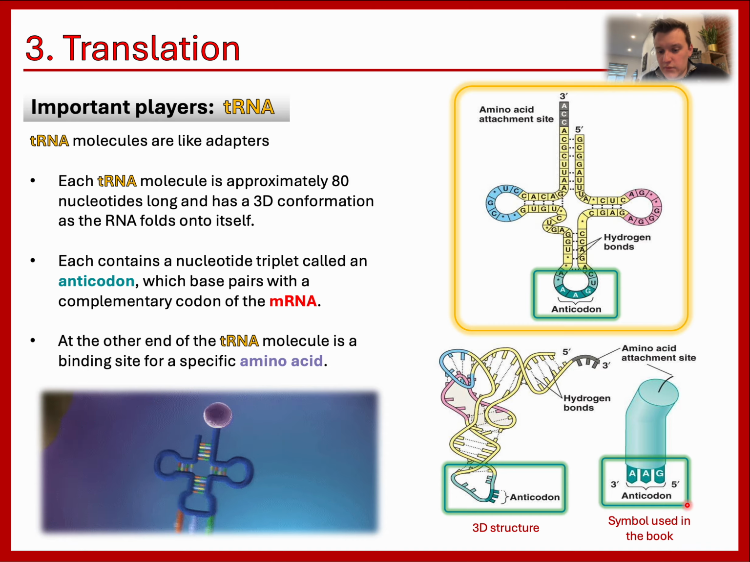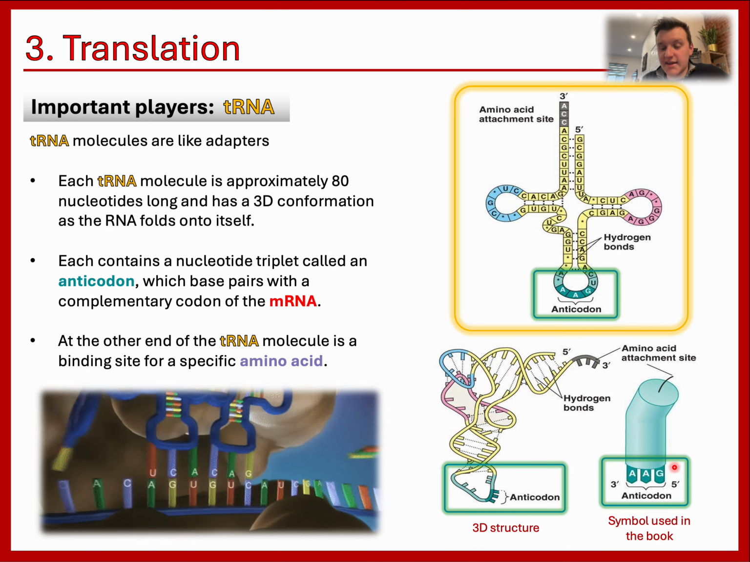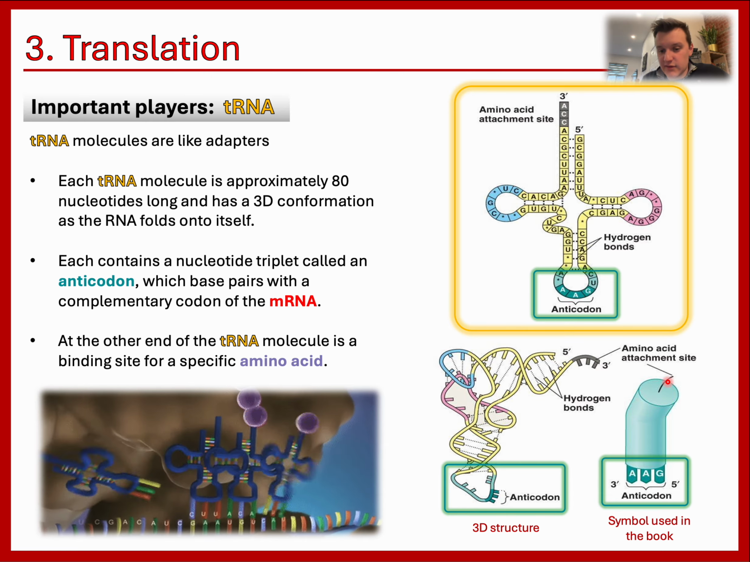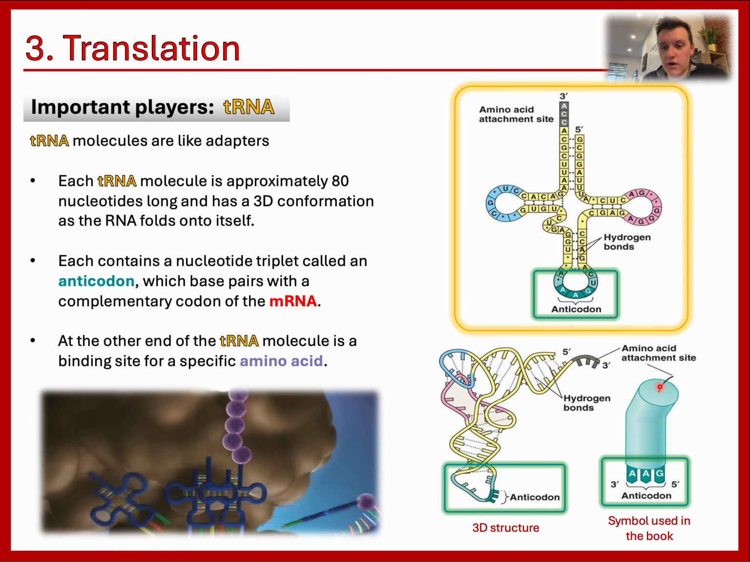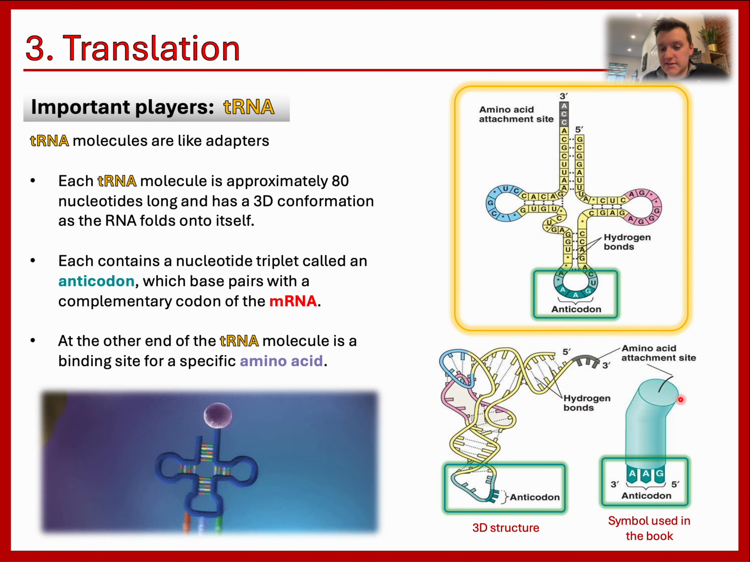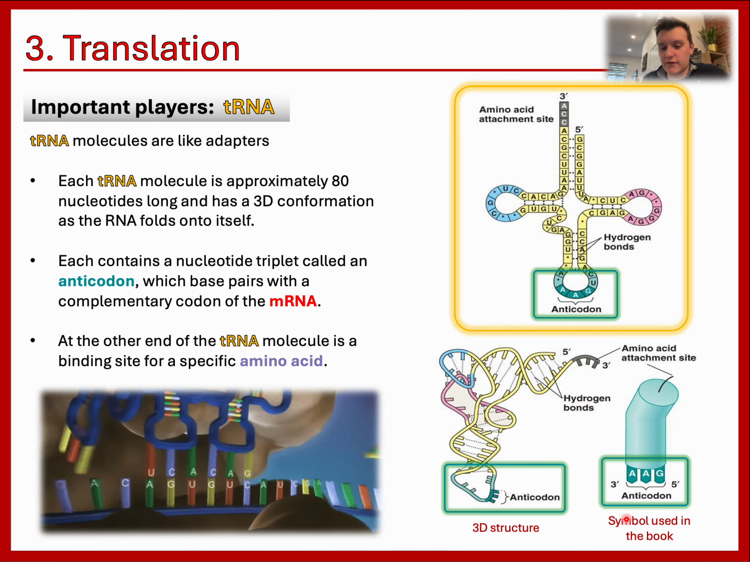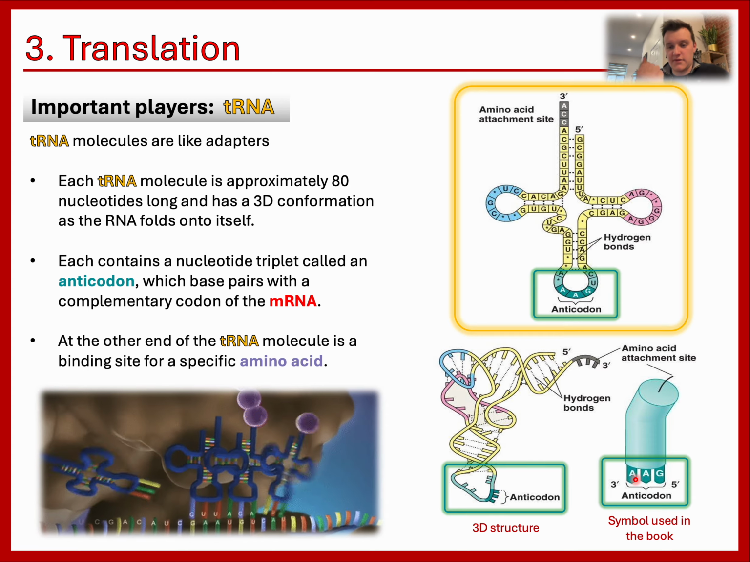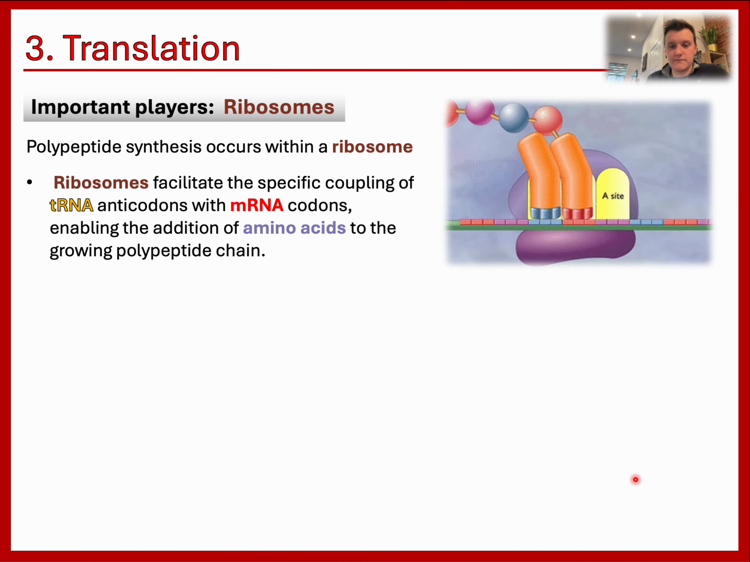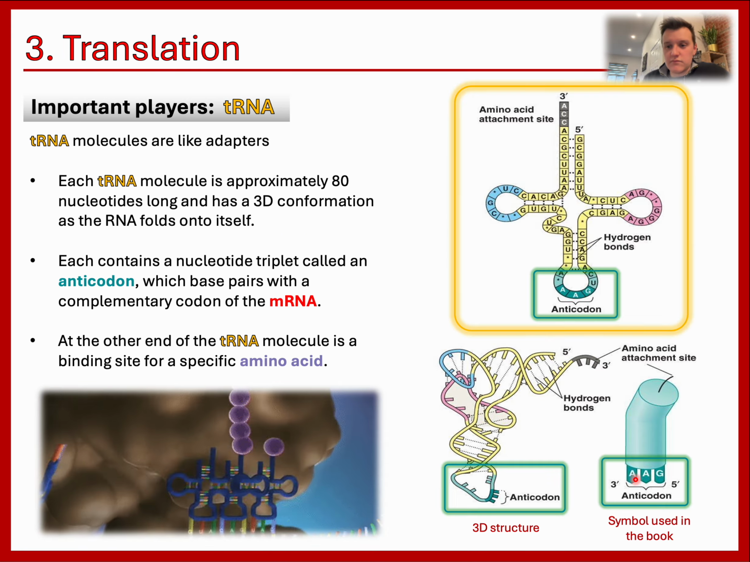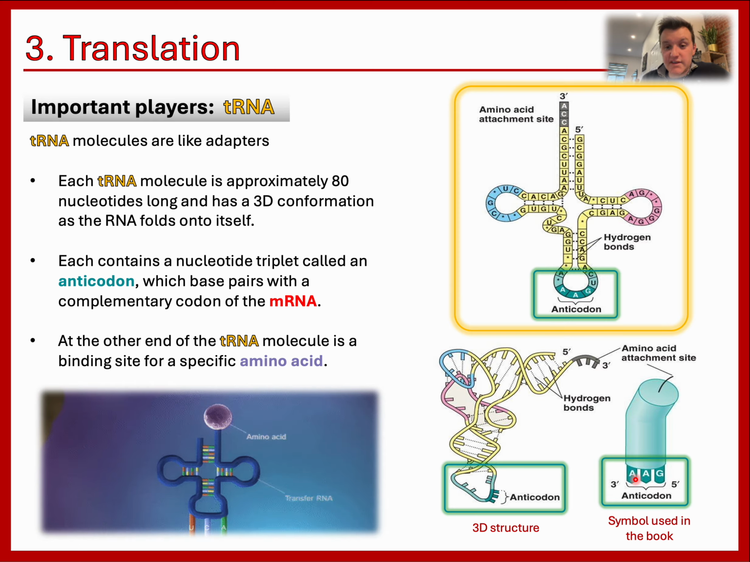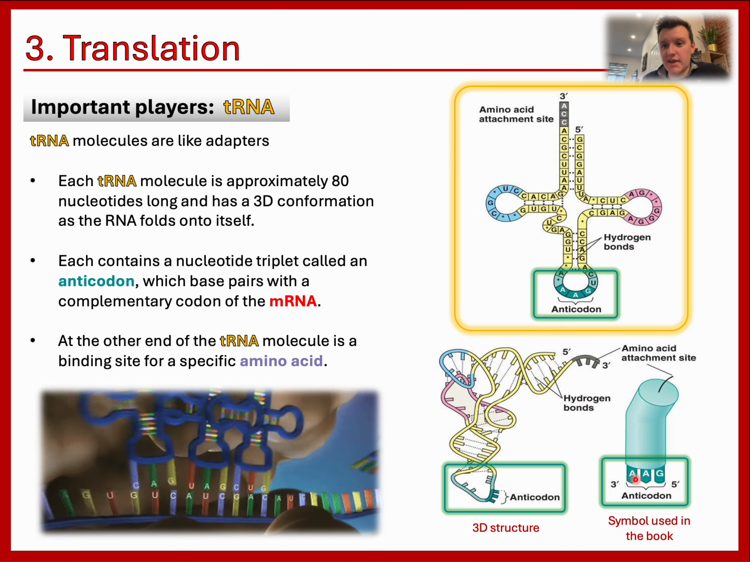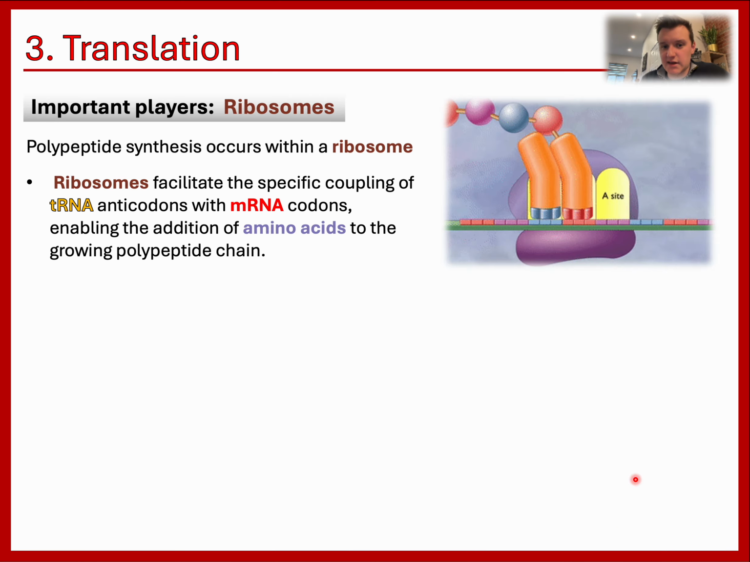So this symbol is what we use in the book often. You have this little attachment site for your amino acid, and you have your anticodon over here. And this will bind to the mRNA. So what's the use of this? This is what will link and bring in the amino acid that's desired.